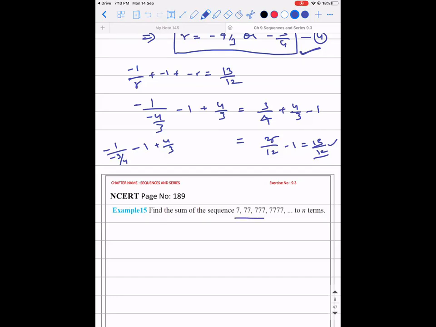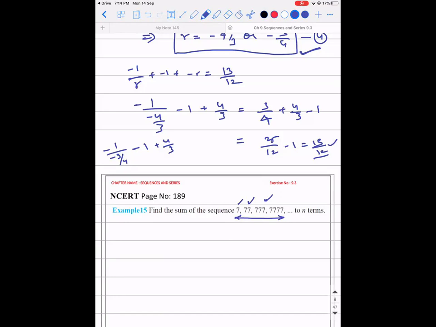Find the sum of the sequence 7, 77, 777, 4 sevens put together, and so on till n terms. So what sequence does it follow? 77 minus 7 is 70. 777 minus 77 is definitely not 70, so it is not arithmetic. Is it geometric? 77 by 7 is 11. 777 divided by 77 is not 11. It doesn't form a geometric progression as well.